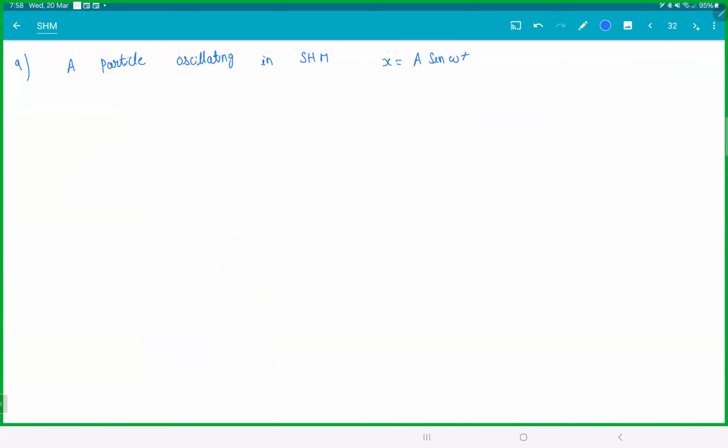x = A sin ωt. Find the average speed in time 2T/3. Easy one. I can ask you multiple things here: average speed, average acceleration, average velocity. But you got the idea.